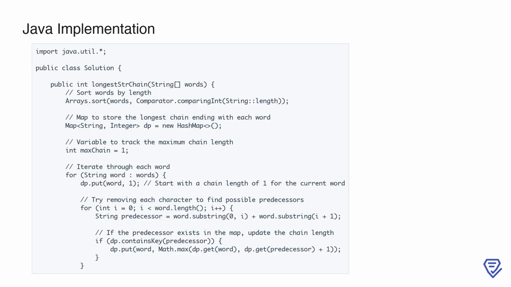We also introduce a variable max_chain to keep track of the overall longest chain length found so far, starting with a value of 1 since the shortest chain has at least one word.